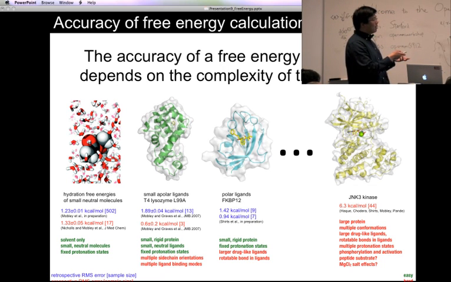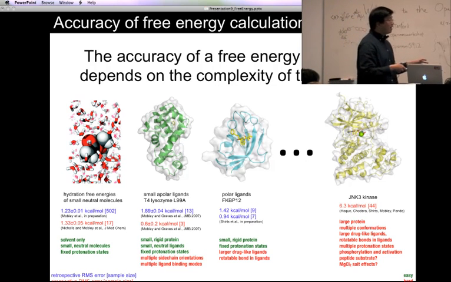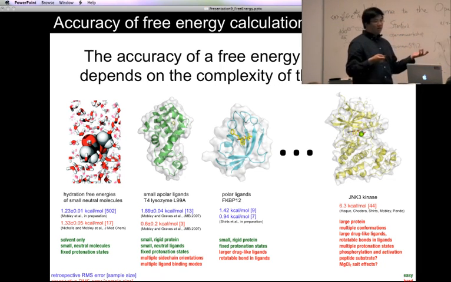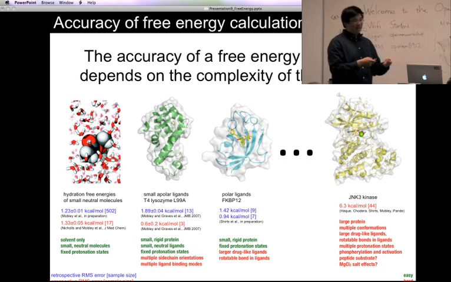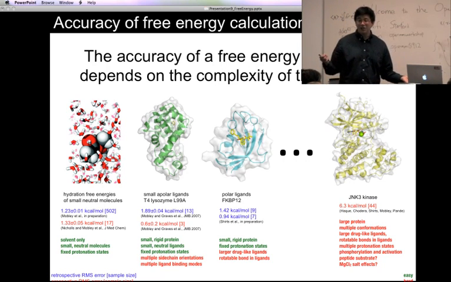For instance, it's more difficult to calculate a binding free energy than a solvation free energy because you have sampling problems. You need to actually move the ligand into the binding pocket of the protein. If you have ligands that are polar or ligands that are able to rearrange or change their conformation inside the binding pocket, that also makes the calculation more difficult. And if you have a really big protein and the protein can adopt multiple conformations and the ligands are really big and you're not sure what the protonation state is, then you suddenly have a ton of uncertainty in your calculation.